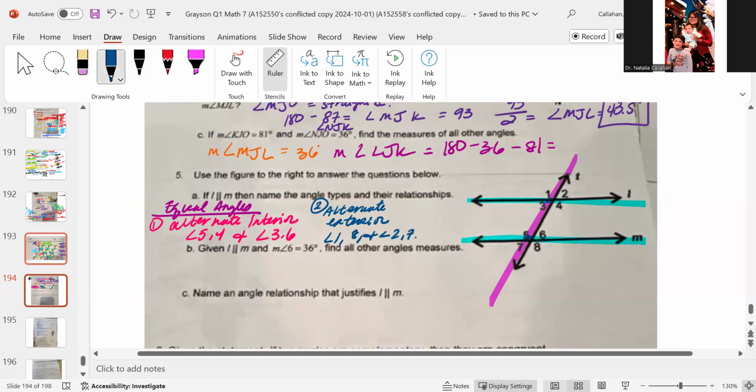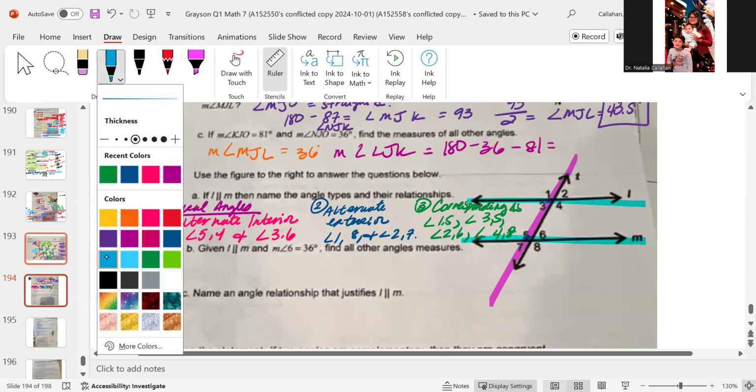Okay, what's the next one? What's the third one? What other angles are equal? Corresponding angles. Those are angles like 1 and 5. What else? 2 and 6. What else? 3 and 5. Or no, 1 and 5. Go, write it down. What's the next one?